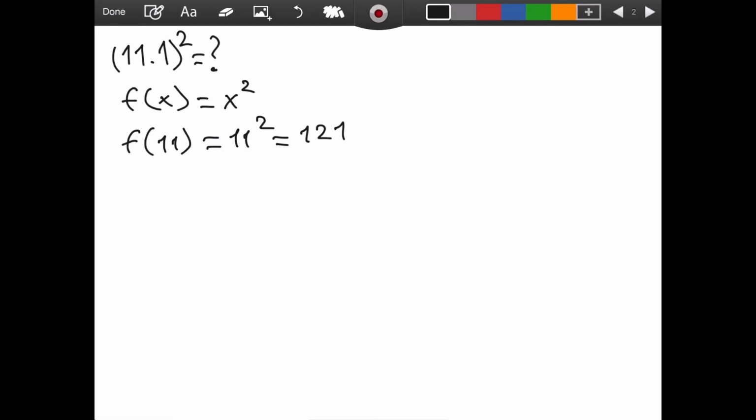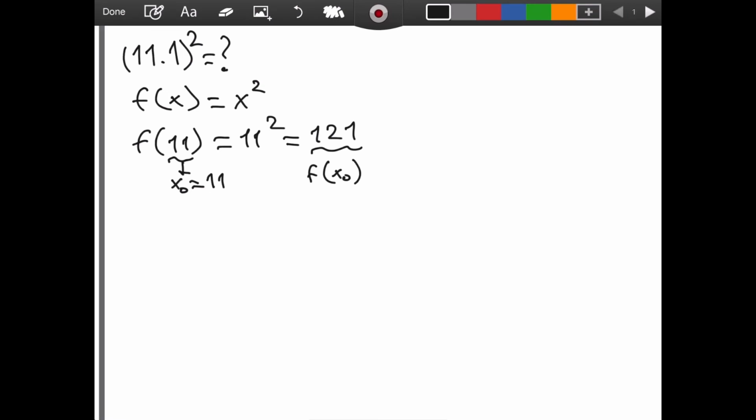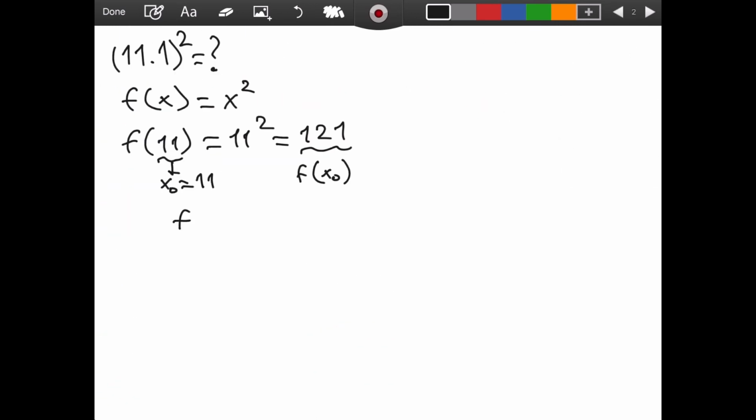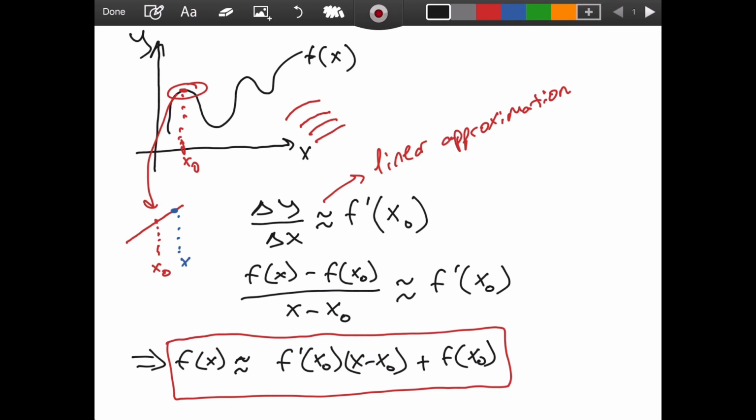So we got this. And now we can use the linear approximation. So this is x naught, by the way. x naught is equal to 11. And 121 is simply f of x naught. So I am just writing the formula. We have f of x is approximately equal to, so f of 11.1 in our case is approximately equal to the derivative at x naught.